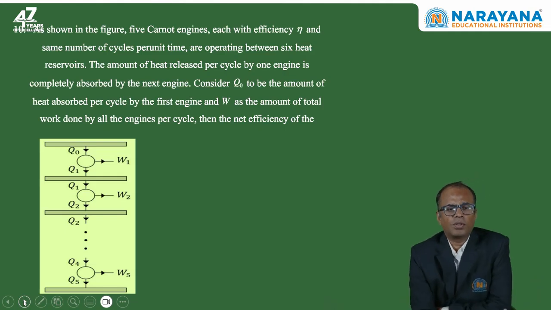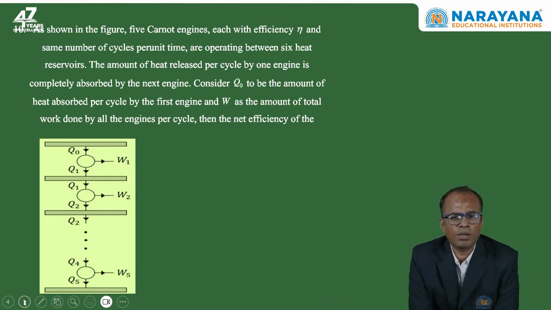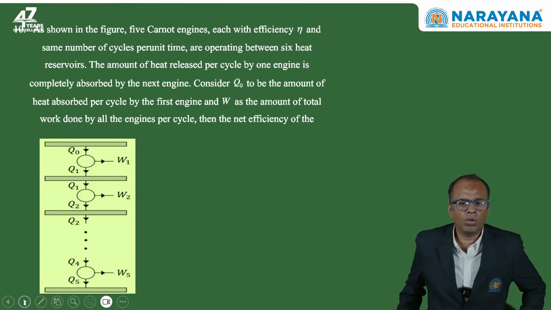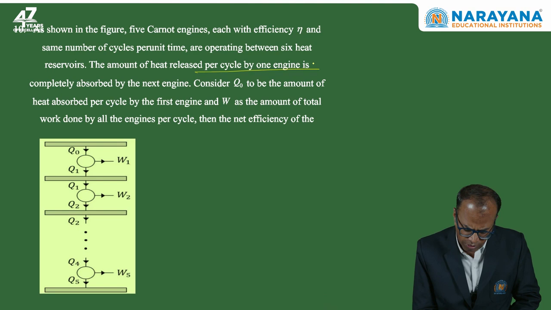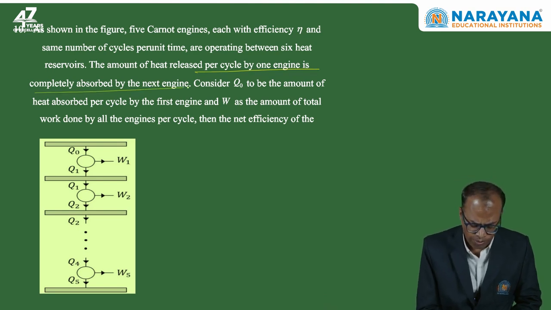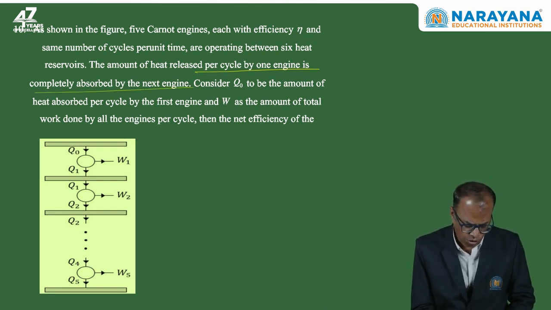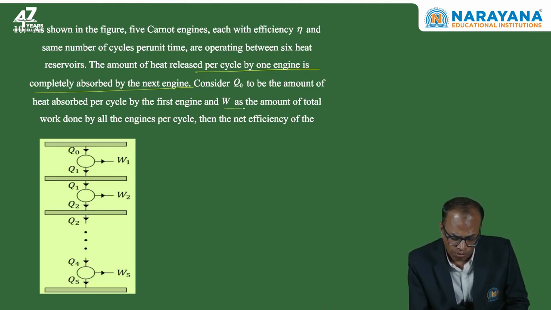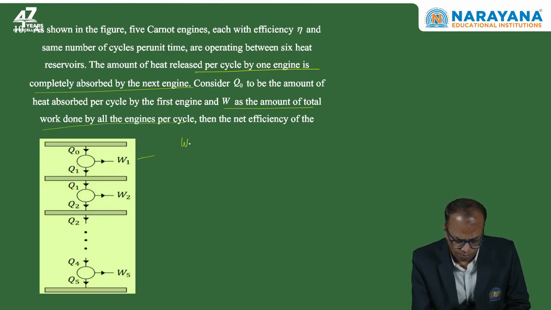Okay, here is another question from thermodynamics as shown in the figure. 5 Carnot engines, each with efficiency eta and same number of cycles per unit time, are operating between 6 heat reservoirs. The amount of heat released per cycle by one engine is completely absorbed by the next engine. Okay, so this Q1 goes to the other one. And W is the amount of total work done by all the engines. So I am getting W1 plus W2 plus W3 up to W5, which is given as W.